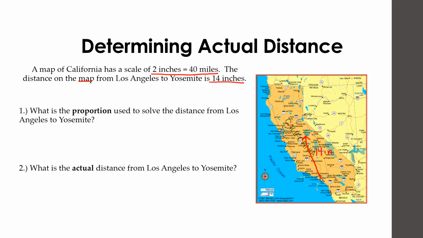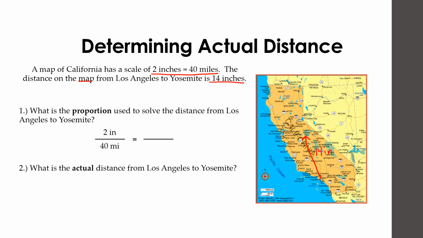Now, the very first step that we want to do is to create a proportion. And this will help us solve that distance from Los Angeles to Yosemite. So we set up our ratios. And first of all, our very first one that we've got is 2 inches over the 40 miles. That's our scale factor.